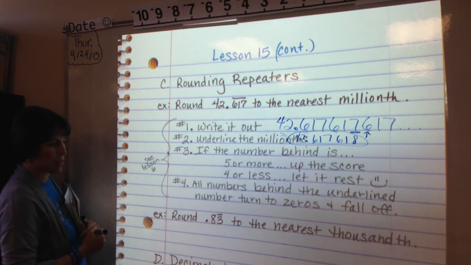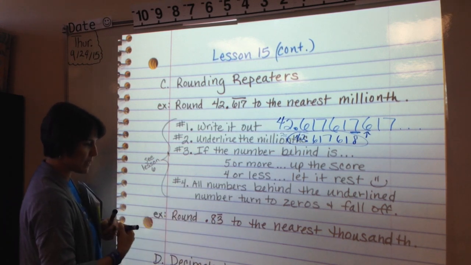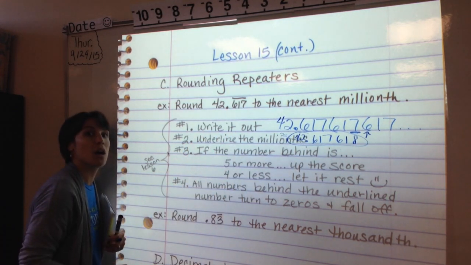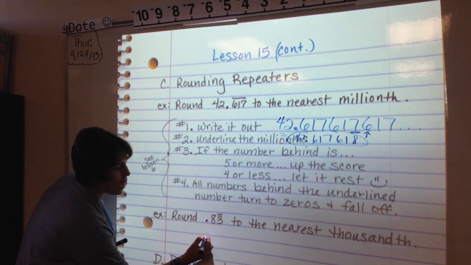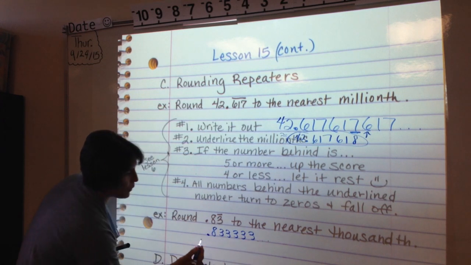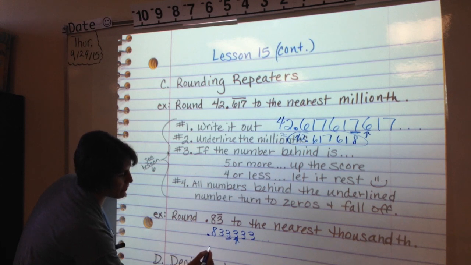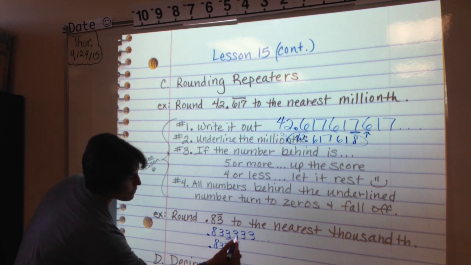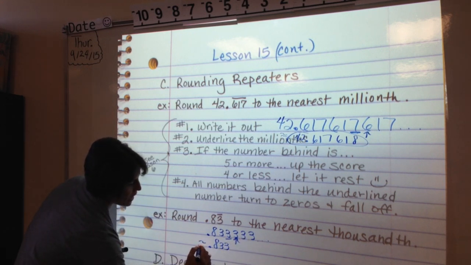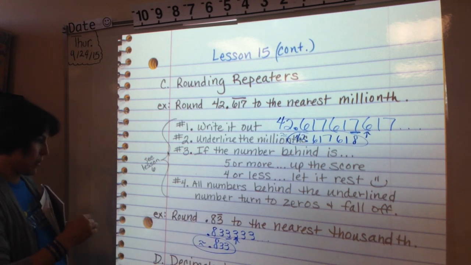Let's round 0.83 repeating to the nearest thousandth: tenths, hundredths, thousandths. We need to go 3 places, so we write it out. Everybody try this one right now. And we're back. 0.833333 forever. And we underline the thousandths place. And we look at the number behind. 3 is less than 5, let it rest. So this rounded version is 0.833 because all those turn to zeros and they fall off. Boom! See ya! So this is the estimated, or rounded, version of this decimal.